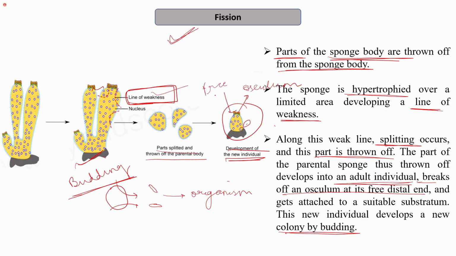At its free end, it develops the osculum, and on the basal side, it gets attached to the substratum. It finds a substratum where it can get attached, and at the free end, it has an osculum developed, so it can take up water and throw the water out of the body through the water canal system, and in this way it can survive, right? So this new individual develops. If this new individual wants to develop a colony, it can do so through budding. This new individual may develop a protuberance, which may grow in size and lead to the formation of a bud, right?